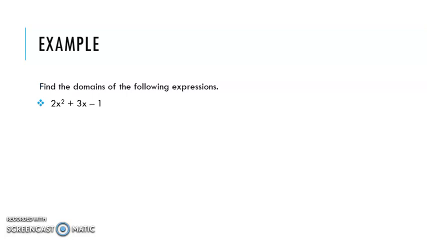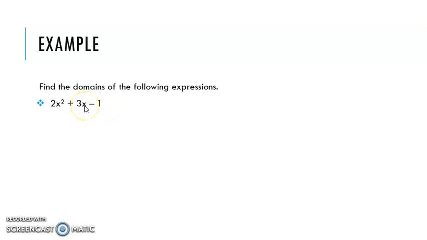In our example, we're asked to find the domain of the following expressions. So these are all the values that x can take on in this expression that will still be defined. So notice this is just a regular polynomial. I'm allowed to square any number I want. It can be a negative number, it can be a positive number, it can be fractions, it can be decimals. I can square anything I want and multiply by 2.